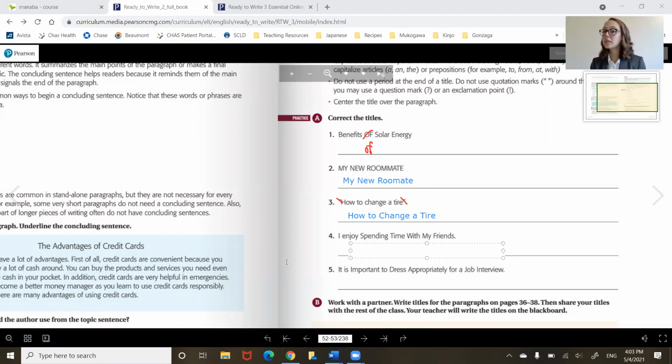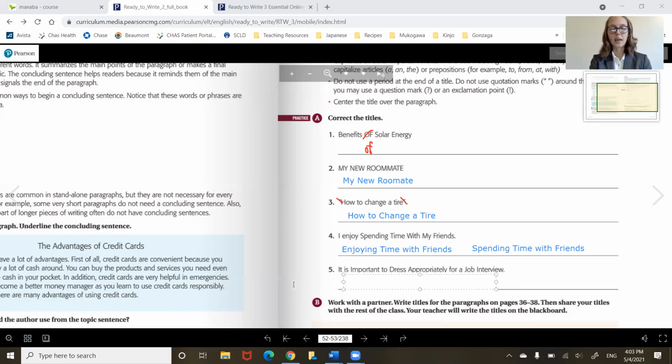There are different ways that you can do this. Maybe you did it differently than me. Two options could be enjoying time with friends, or it could be spending time with friends, something like that. So you see this is not a full sentence. And then it is important to dress appropriately for a job interview. This is also a sentence. So we need to make it not a full sentence.